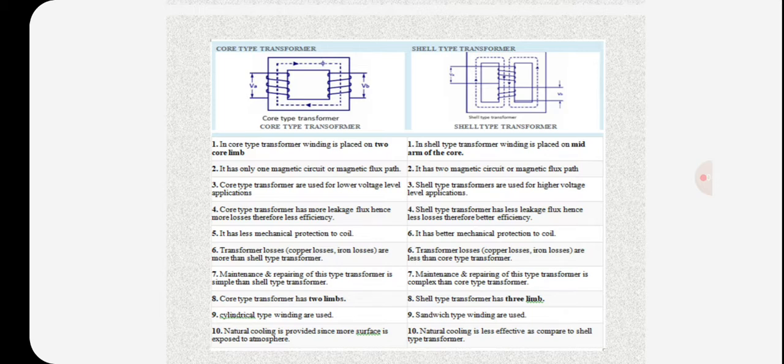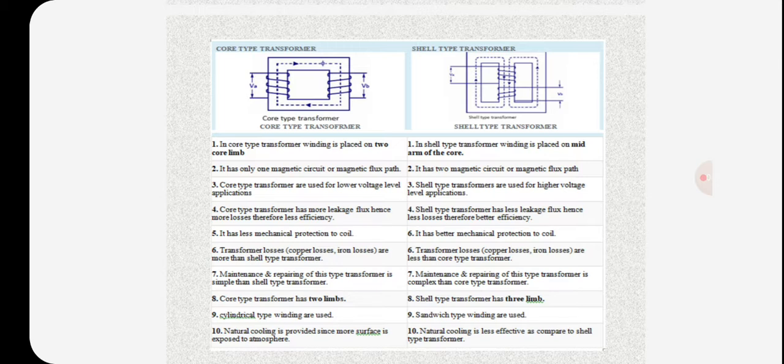In core type, the cross section of core is less, hence more turns are required. In shell type, the cross section of core is more, so fewer turns are required. In core type, half of the LV and HV windings are wound on both limbs. In shell type, the LV and HV windings are wound on the central limb.